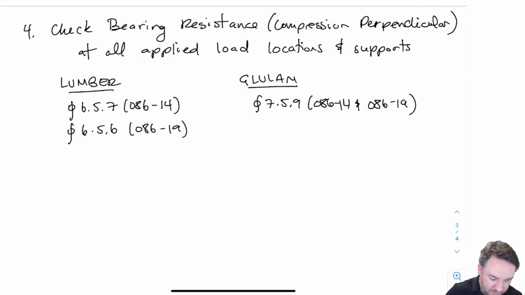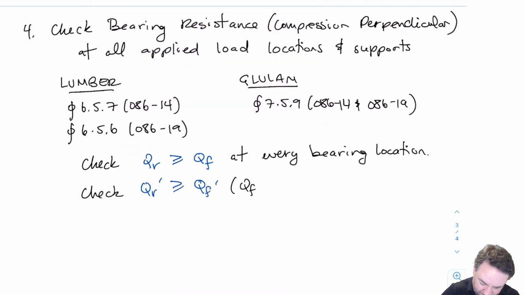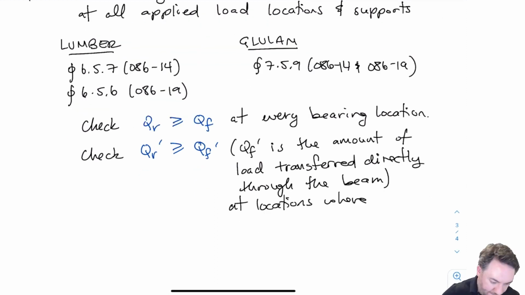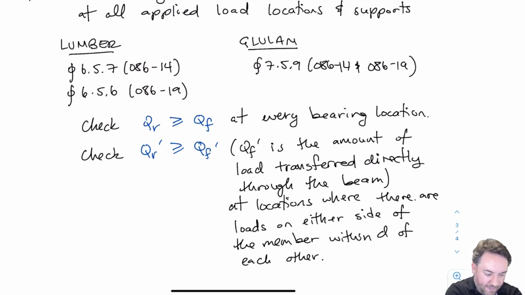And basically I have two different criteria. One is for effect of all applied loads, as we've talked about, and one is our QR prime, which is effect of loads applied near a support. Okay, so I'm going to check QR greater than QF. That's my effect of all applied loads at every single bearing location wherever I have a load or reaction.